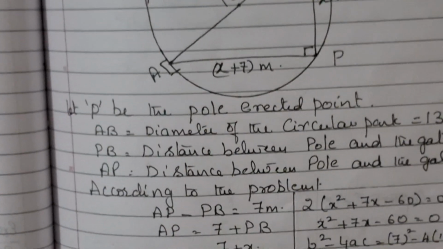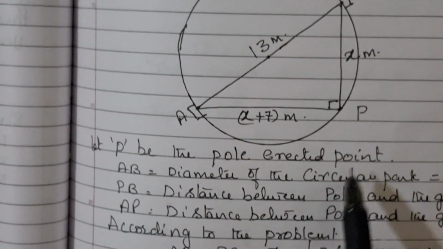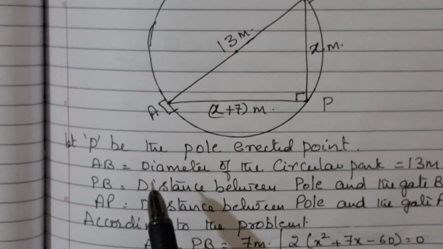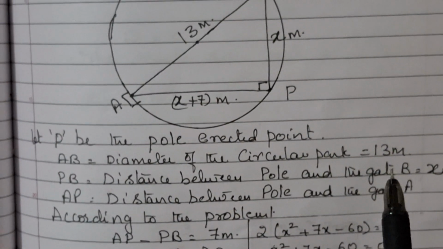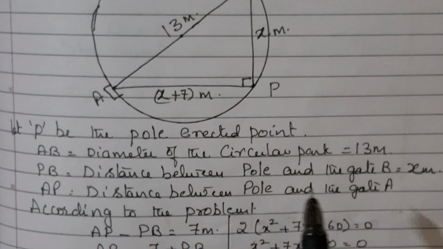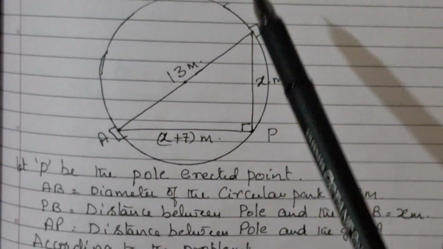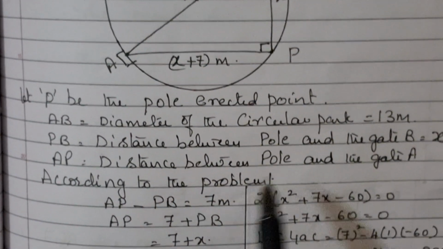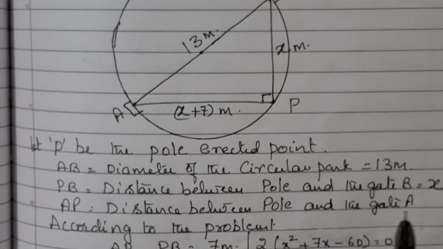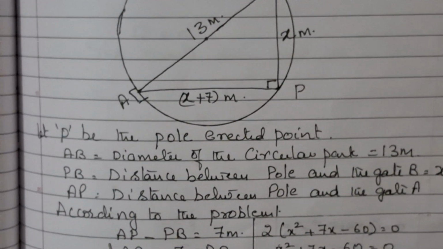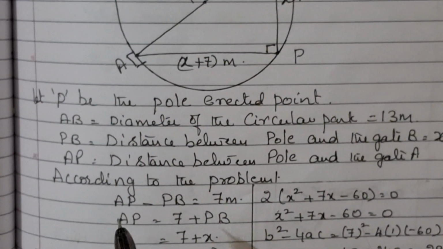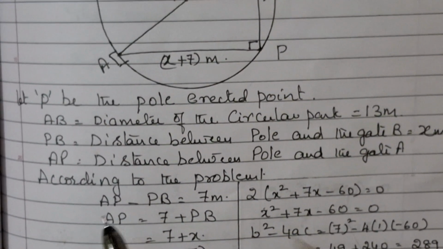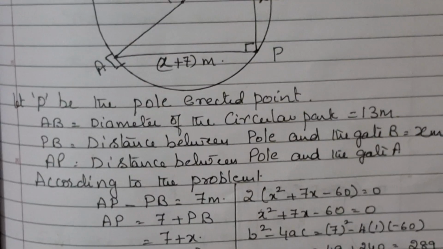So let us see this. P is the pole erected point, here the pole should be erected. AB is the diameter of the circular park, 13 meters. PB is the distance between the pole and gate B. We are considering it as x meters. And AP is the distance between the pole and gate A. So what does the problem say? According to the problem, the difference in the distance between the gates.